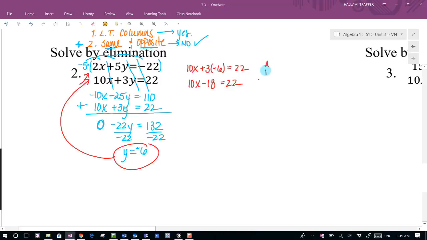Remember, addition and subtraction should be first. And I'm going to go ahead and add the opposite of 18. So I'm going to add that to both sides to keep the equation true. So 10x is equal to 40. And now I'm going to divide by 10 on both sides. And x is going to be equal to 4. So the solution to this system is the coordinate point (4, -6).